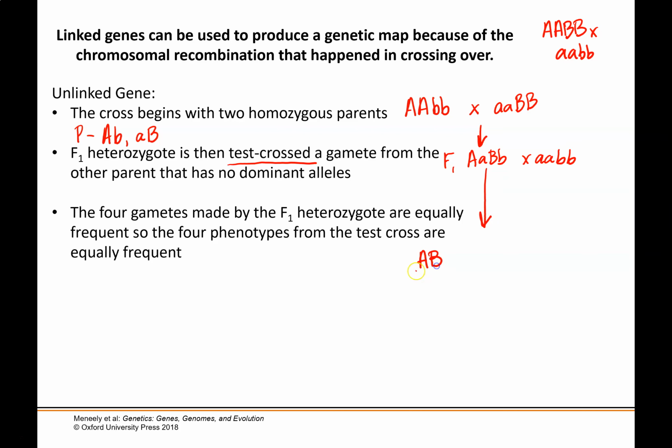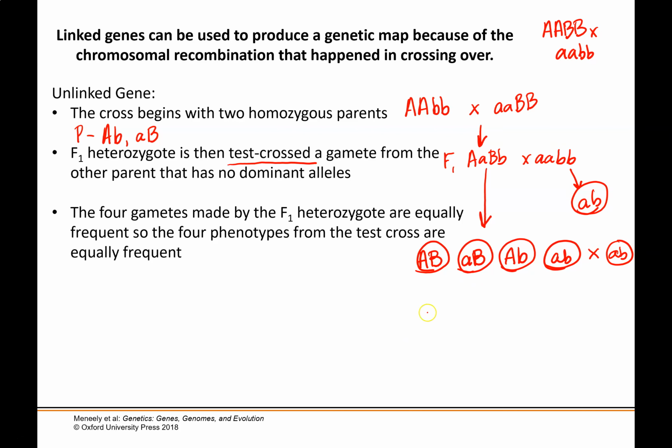This F1 individual is going to produce 4 possible gametes. Now we did this before. This was our foil. So 4 possible gametes here, and they are all going to combine with only one possible gamete. This one can only produce this combination. So we are going to cross these individuals.